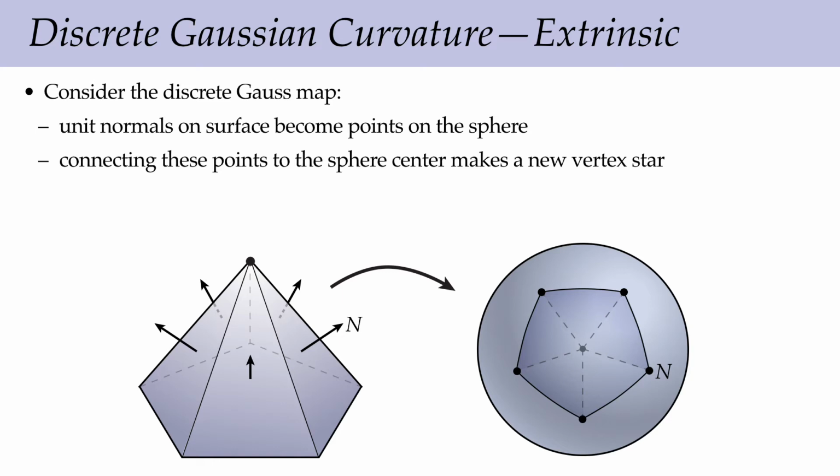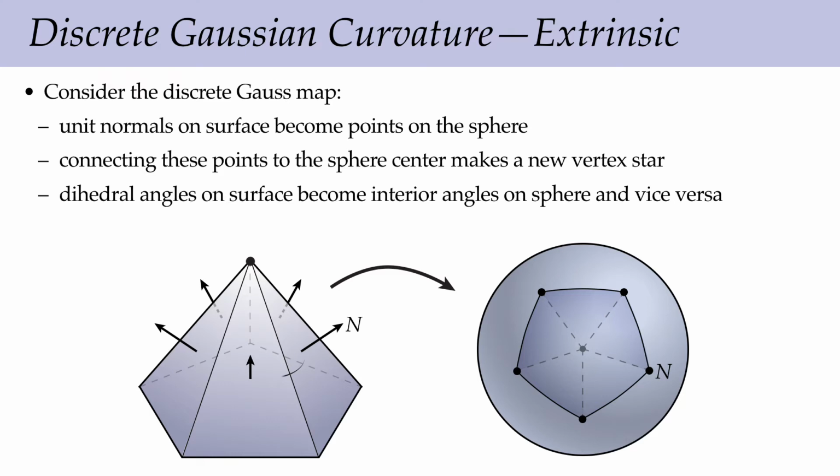Some interesting things happen here. So, for one thing, dihedral angles on the surface, meaning the angle between two normals, become interior angles on this new triangulation. Right? You see that? Likewise, interior angles on the original surface become dihedral angles on this new triangulation. Now, that takes a little more thought. What we realize is the cross product of two consecutive normals is one of the edge vectors, and the interior angles on this new figure are found from the dot product of two edge vectors. Okay? So basically, the interior angles and the dihedral angles switch roles.